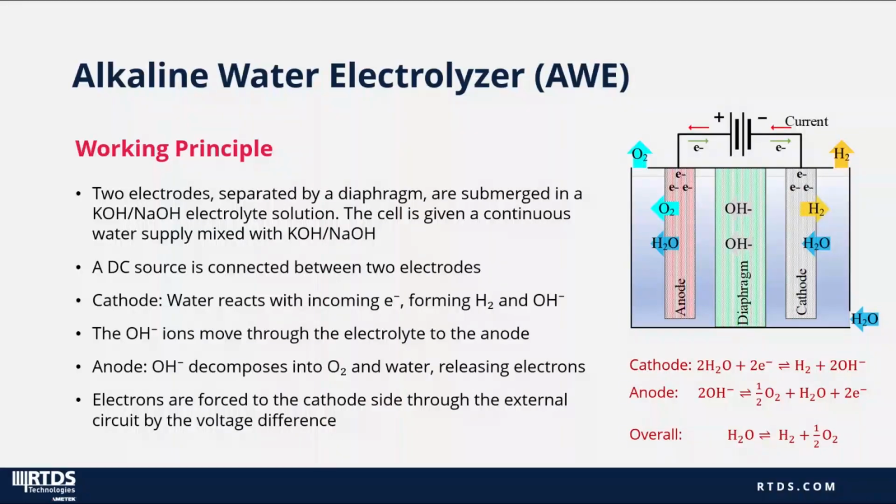At the cathode, water molecules react with the incoming electrons from the anode, generating hydrogen gas and hydroxide ions. The electrolyte solution acts as a conduction pathway for the hydroxide ions as they go through the diaphragm to the anode side. At the anode, the hydroxide ions decompose into oxygen and water while releasing electrons. Finally, the electrons are forced to the cathode side through the external circuit by the voltage difference of the connected DC power supply, creating a current from cathode to the anode.